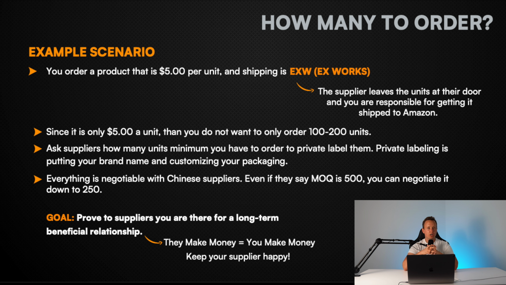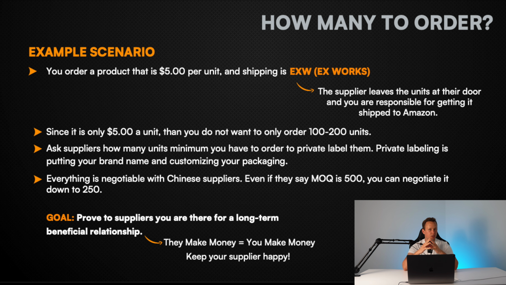Everything is negotiable with Chinese and Asian suppliers. Absolutely everything. Even if it says 1,000 MOQ on Alibaba, you can contact them and say, okay, what is the absolute lowest MOQ for a private label order? They might say 500, and you can definitely get them down to 250. Chinese suppliers, you'd be shocked.